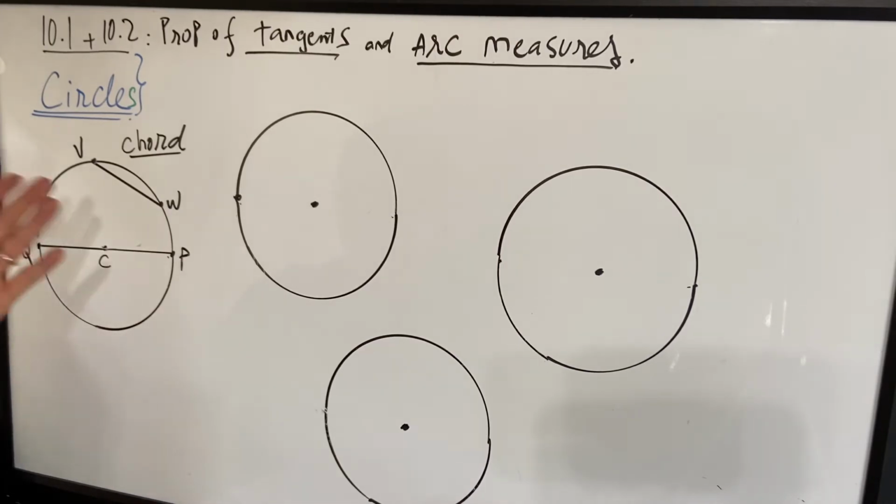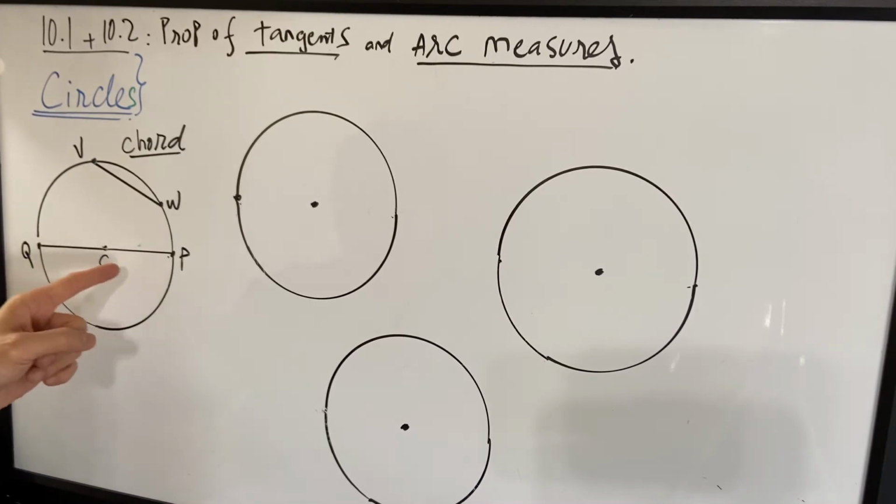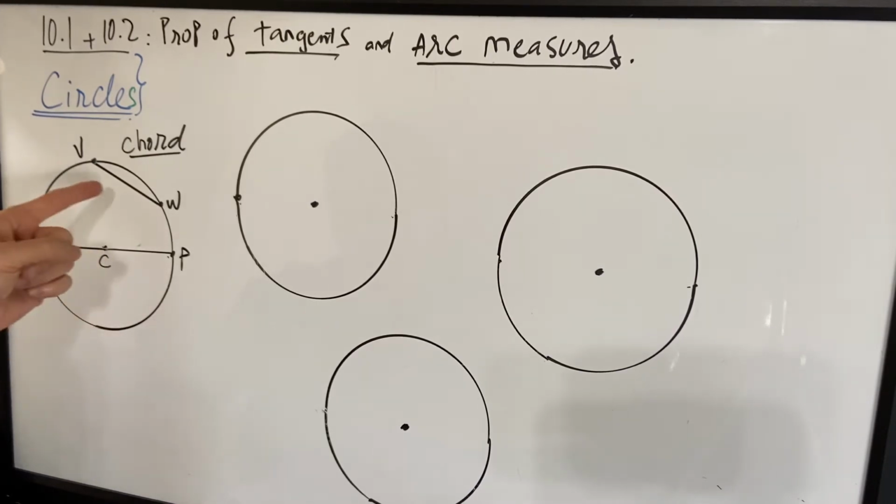Now, you have the radius, you have the diameter, you have the center, you have the chord. What's next? And that is, what if you have a line, a line on a plane that touches the circle at only one point?